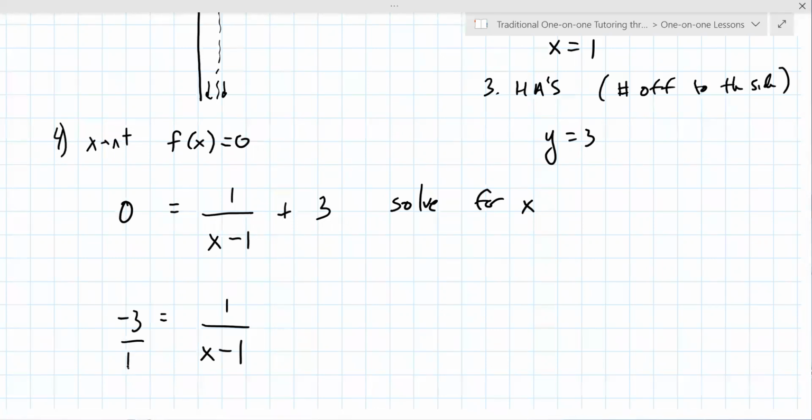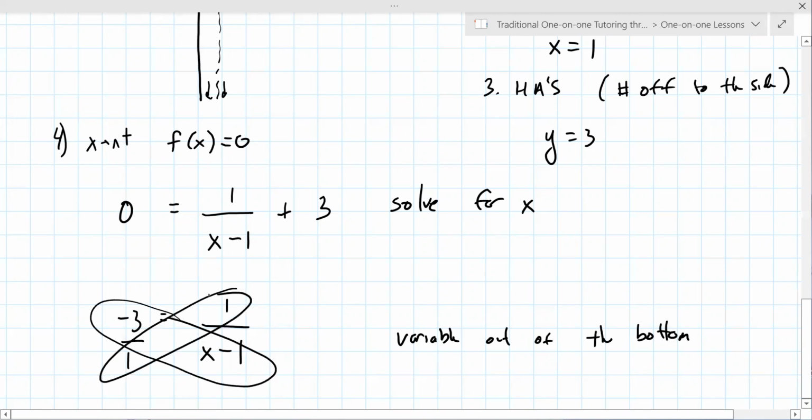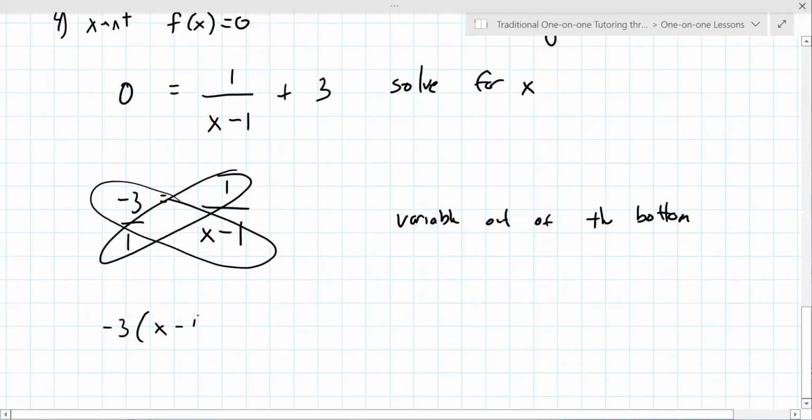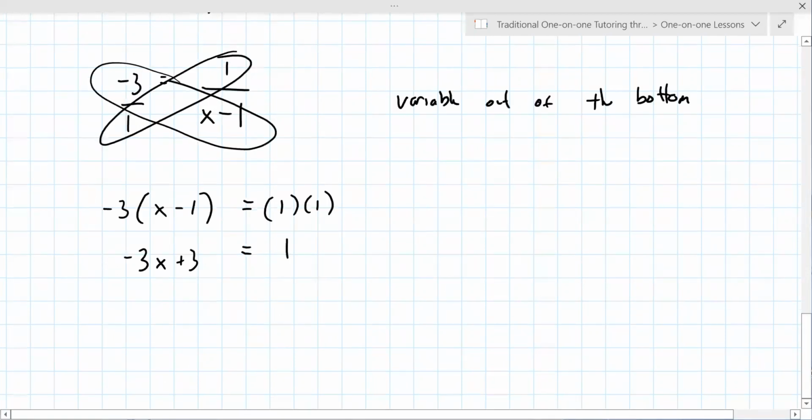And then do you have any idea how to solve from here? Divide by 1. So you have to get the variable out of the bottom. Yeah. And the only way to do that is to, I call it cross multiplying. Some people call it diagonal multiplying, butterflying. You got to multiply diagonally. So would it be negative 3x plus 3 equals 1? It's considered in parentheses, negative 3 times x minus 1 equals 1 times 1. Okay. So you have negative 3x plus 3 equals 1. And then you just solve for x. Yes. So go ahead and solve this one for x for me. Would it be x equals 2/3? Yes, that looks right.